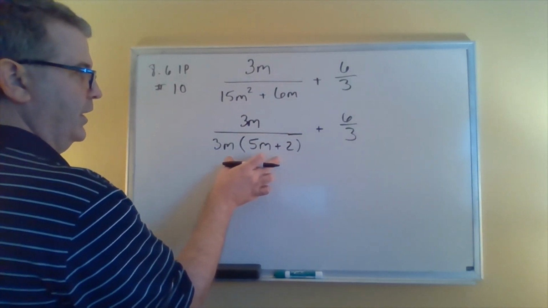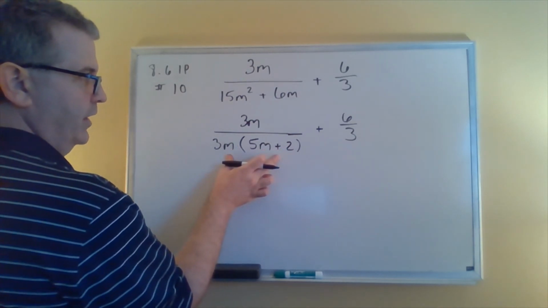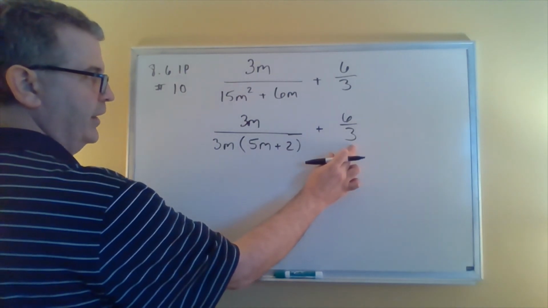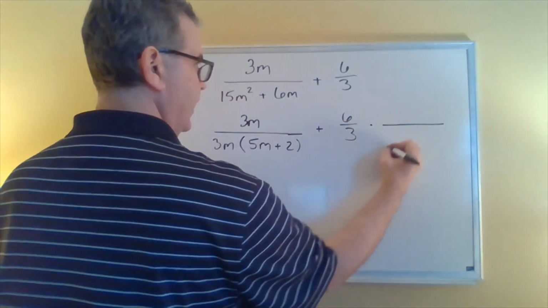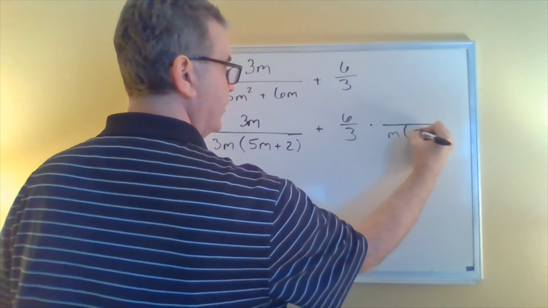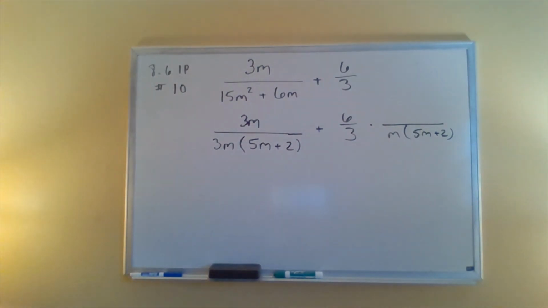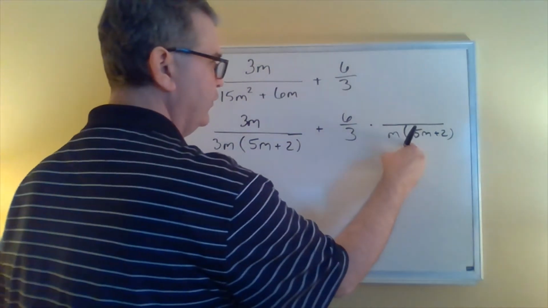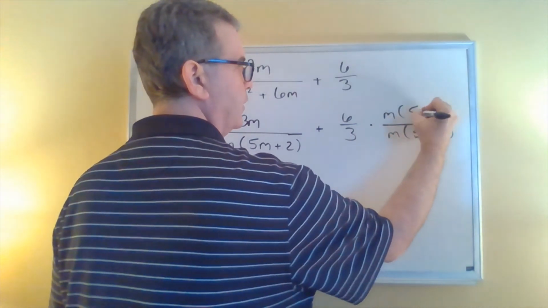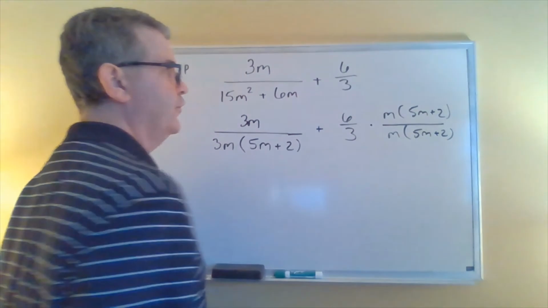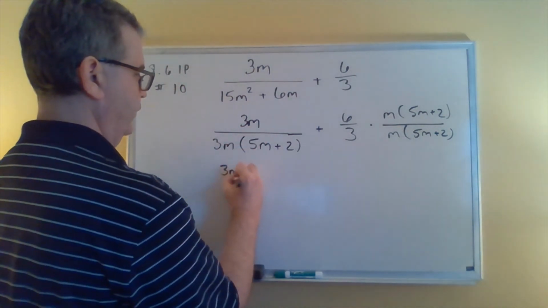Now I need to look for a common denominator. So looks like this is going to be it. This is going to be a common denominator. What do I have to multiply this denominator here to get this? I'm going to multiply that by m times 5m plus 2. That's what I'm going to be multiplying that by. And whenever I do the denominator, I also have to do the numerator. So I'll end up with m times 5m plus 2 in the numerator. All right, so let's go ahead and do the math on this.